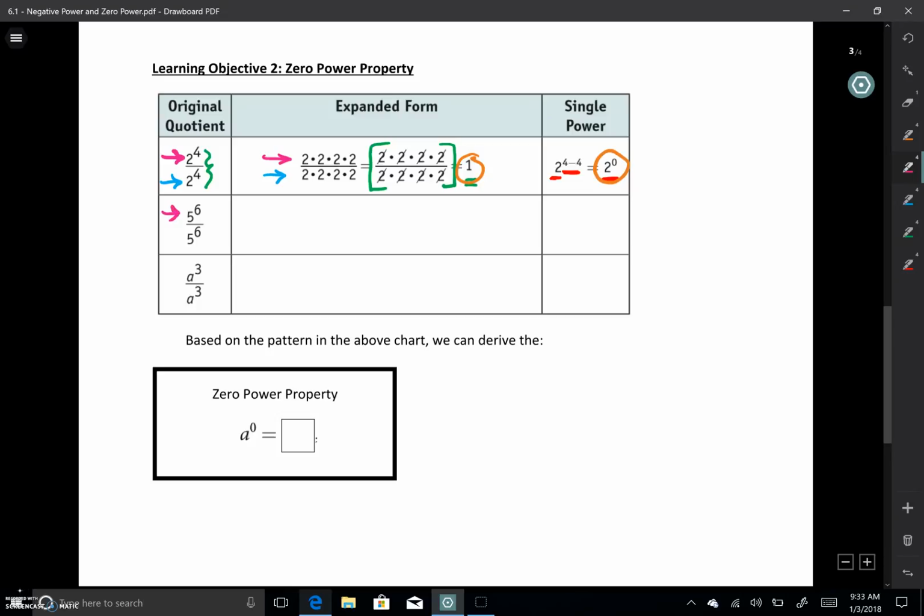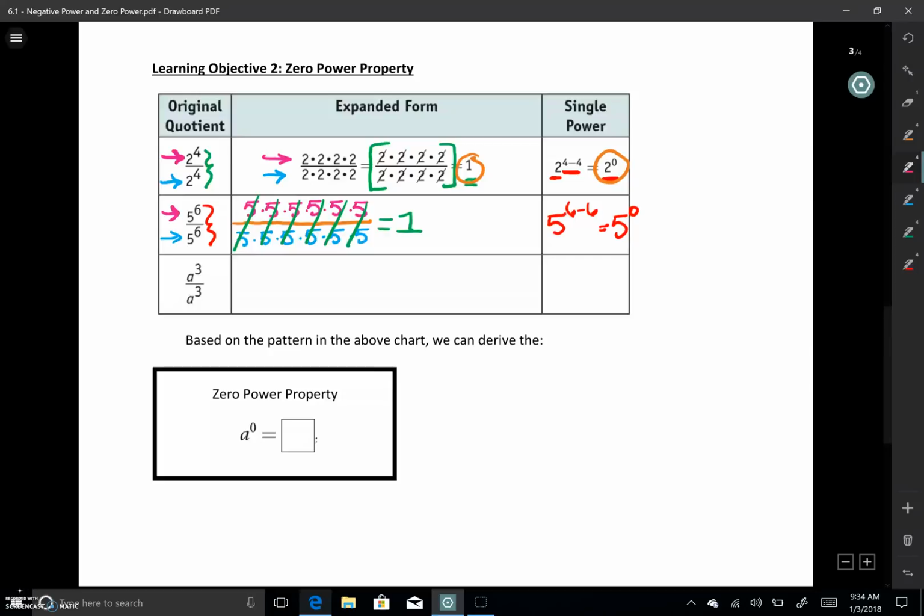I have 5 to the 6th here. That's 5 times itself 6 times in the numerator. The denominator is another 5 to the 6th. So that is going to be all over the same thing, 5 times itself 6 times. By canceling, I'll see that everything cancels out, which means I get an answer of 1. But if I use quotient of powers, I see my bases the same in numerator and denominator, that's 5. I'm going to subtract my exponents, and that gives me 5 to the 0 power.